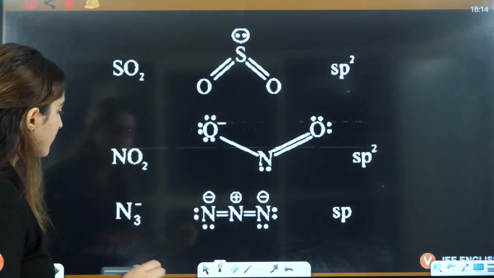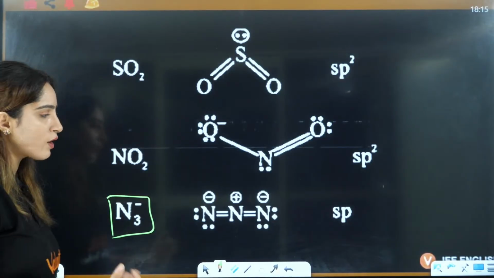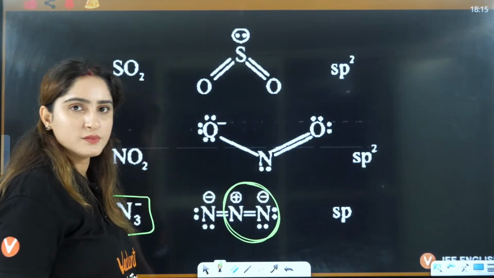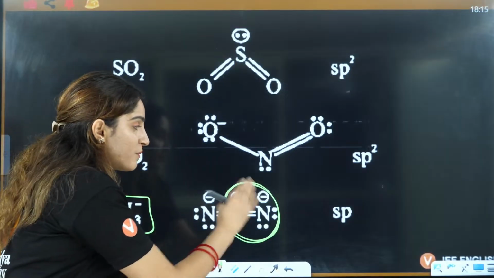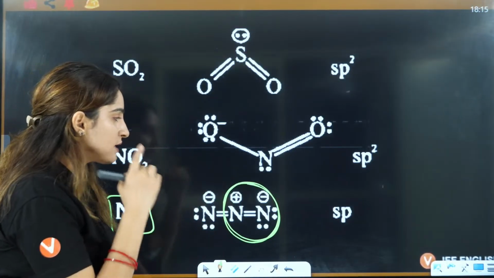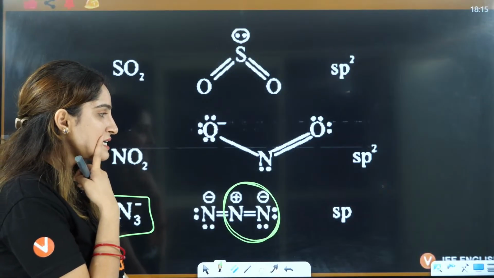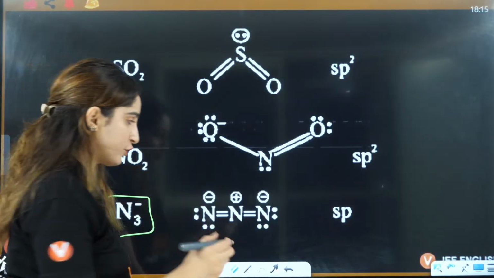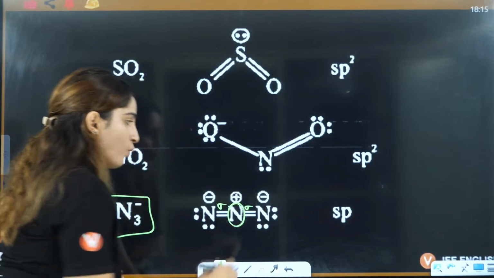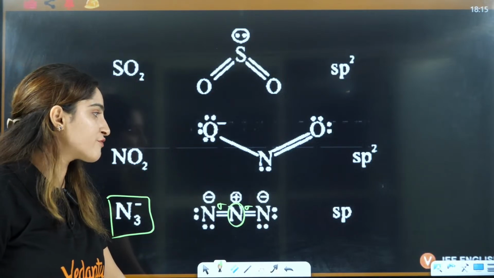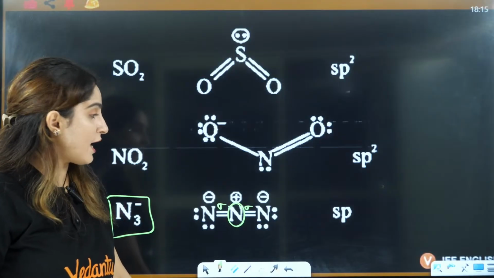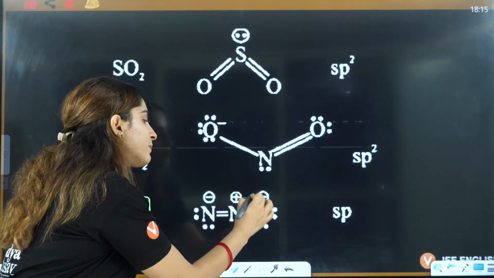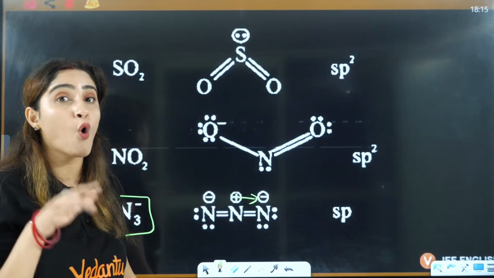I'll tell you why. Because in N3, you also have a coordinate bond here, right? The extra lone pair is actually being donated. That is the reason here. You will have sp hybridization if you see it from the structural point of view. This nitrogen has only 2 sigma bonds. We have calculated it to be sp2 because we considered that there will be some lone pair here. But the lone pair actually will be donated in this case. There will be a coordinate bond.